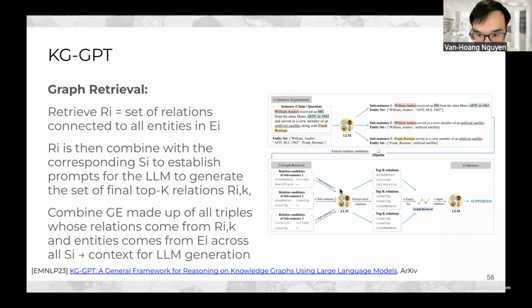You can also see from the figure, after we have extracted the relation candidates, we will pass them all into LLMs, and we will prompt the LLMs to help us extract the top K most relevant relations. And then we'll combine these top K most relevant relations with the original entities from each sub-sentence into a connected subgraph, and then we'll pass this into the LLM again to output the final answer. So for the task that the author is working on, it's factual verification.